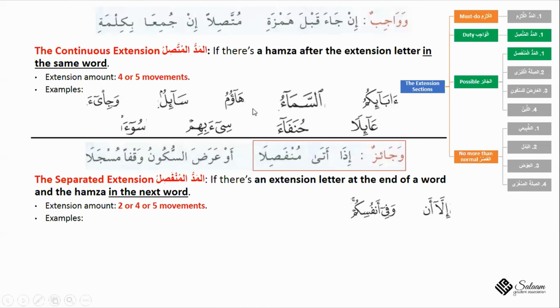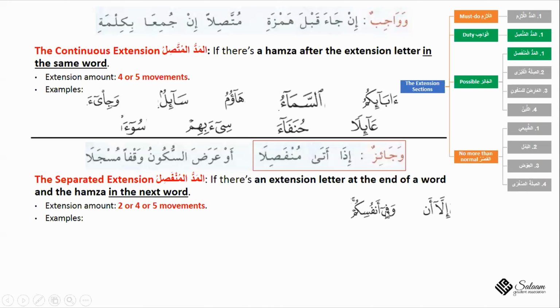For now, I just need to make sure that you know the difference between the continuous and the separate, because this is very common. So the continuous, we have an extension letter and hamza in the same word. The separate is we have an extension letter and hamza, but they are in different words. So here you can make the choice to not extend more than normal. You can say it like the normal one. Illa an.